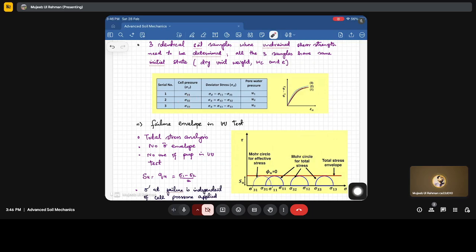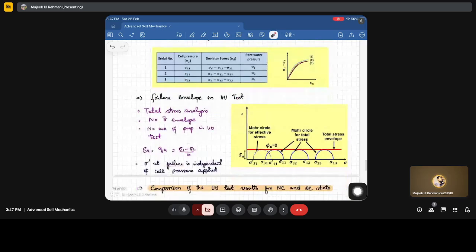Why? The reason is that we are not allowing the consolidation to happen. Whatever confinement we apply from outside, due to that confinement the sample is not getting consolidated, which may change the arrangement and packing of the particles. So it's only getting applied, but it doesn't have an effect on the internal structure of the soil. That's why this soil will fail at the same deviatoric stress, because sigma 3 is not going to change the internal structure of the soil.